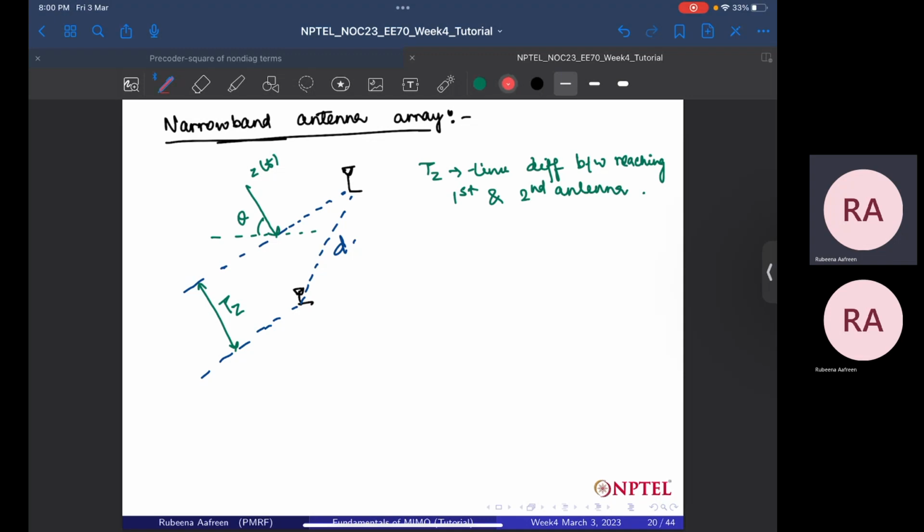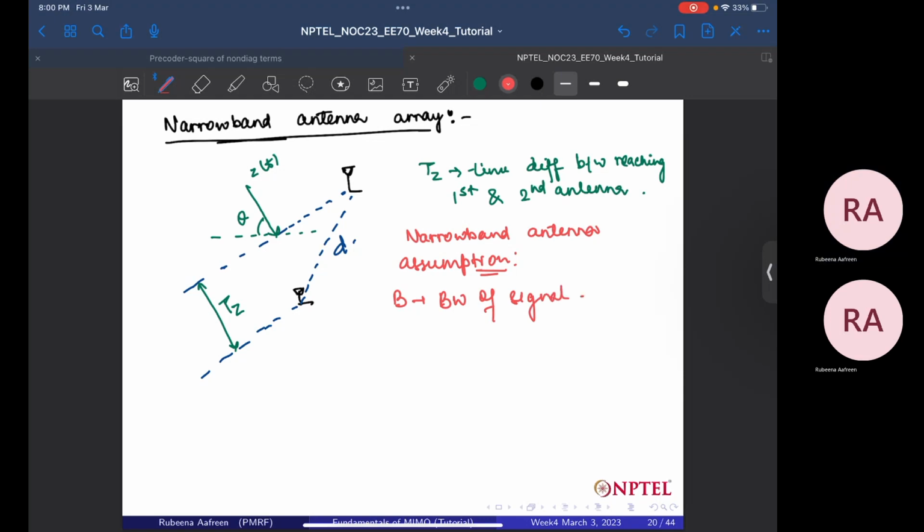So we have the narrowband antenna assumption. This says that if B is the bandwidth of the signal, then for narrowband, B should be much less than 1 upon Tz.